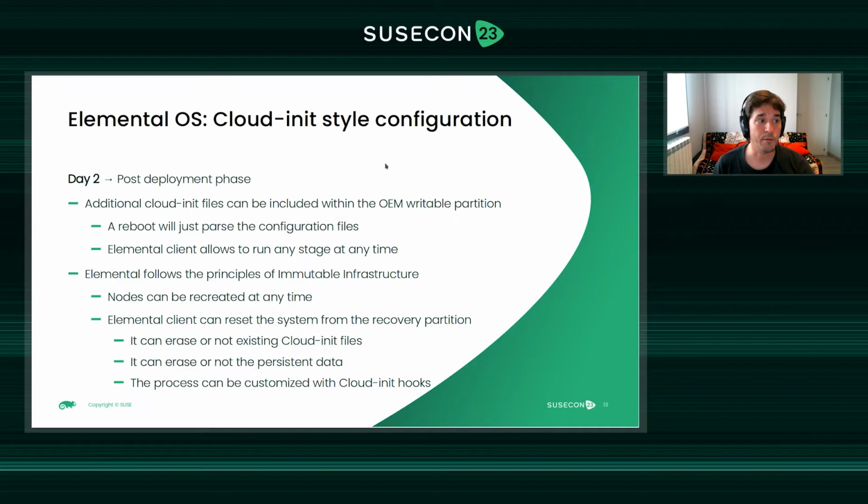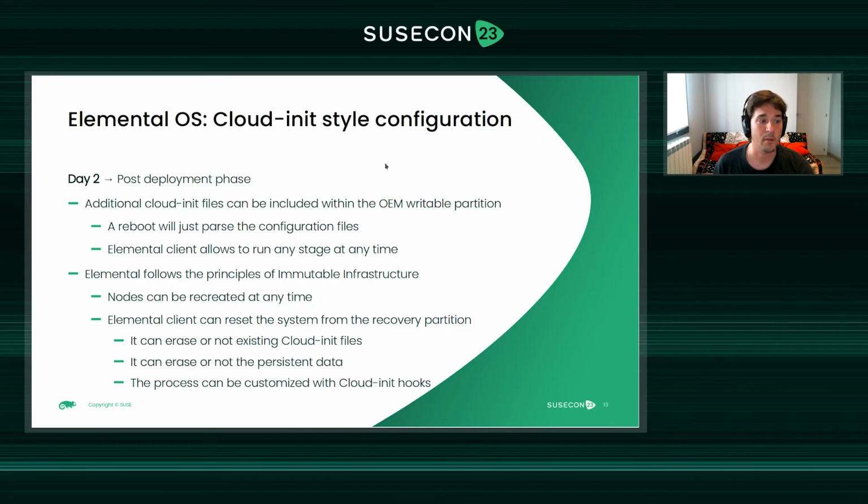Finally, how we would configure the Elemental OS on day two, on post-deployment phases. Additional cloud config files can be included within the OEM readable partition at any time. So there is this OEM partition in an Elemental deployment that is meant to keep custom cloud-init files. So we could just include files in there, reboot, and they are going to be parsed, executed and honored.